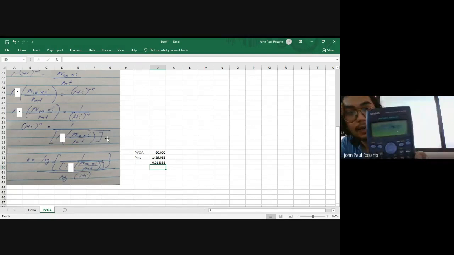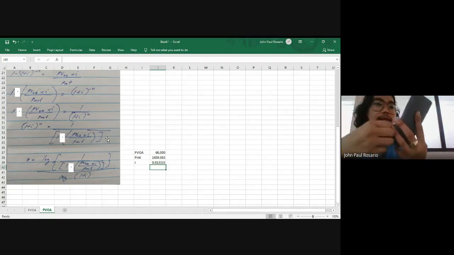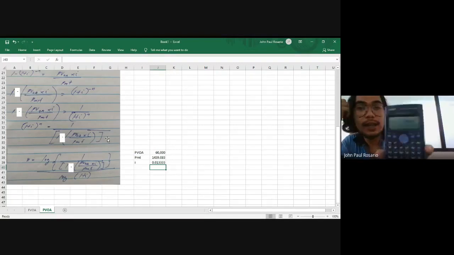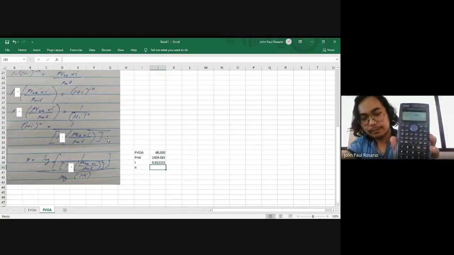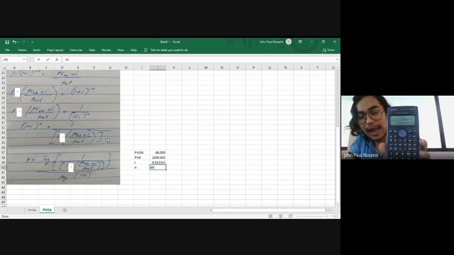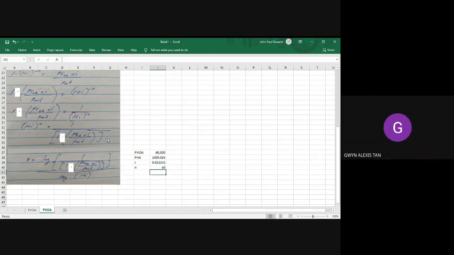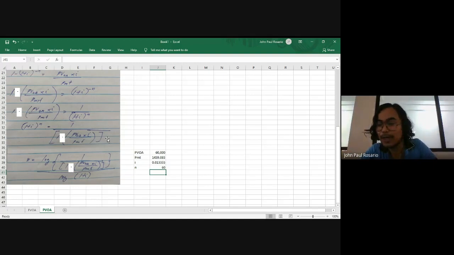So this one, we arrange the formula so it won't be too long. And then you'll still get the same value, which is n is 60. Did you follow?